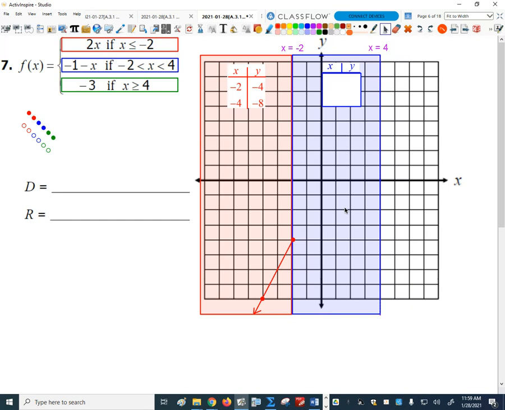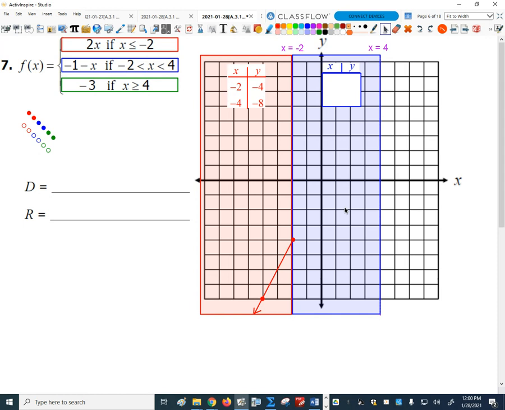Would it be a line segment? Yeah, it's going to be a line segment, isn't it? Right, to draw a line segment, I just need to figure out what the endpoints are and then connect them. So what's the first x value I should probably plug into my blue piece of the function? Madeline?